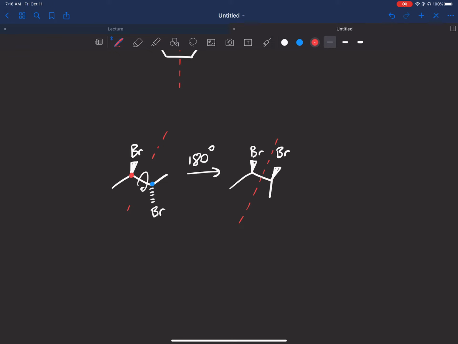All right. So what they'll do on tests is they'll draw you chains like that to make it harder for you to see that there is actually a plane of symmetry and that it is in fact the meso compound. Chances are they will not draw it like that just because that is a little bit more obvious, but be prepared. Now, there's another way to figure this out if you didn't want to do any bond rotations, because I know no one likes bond rotations.